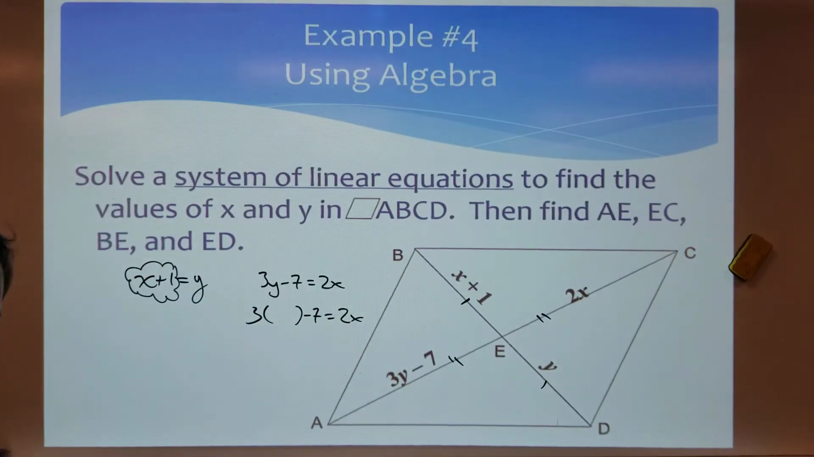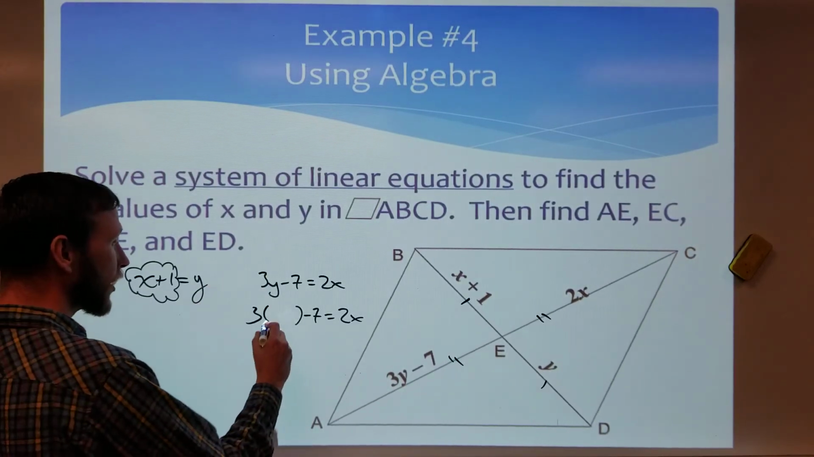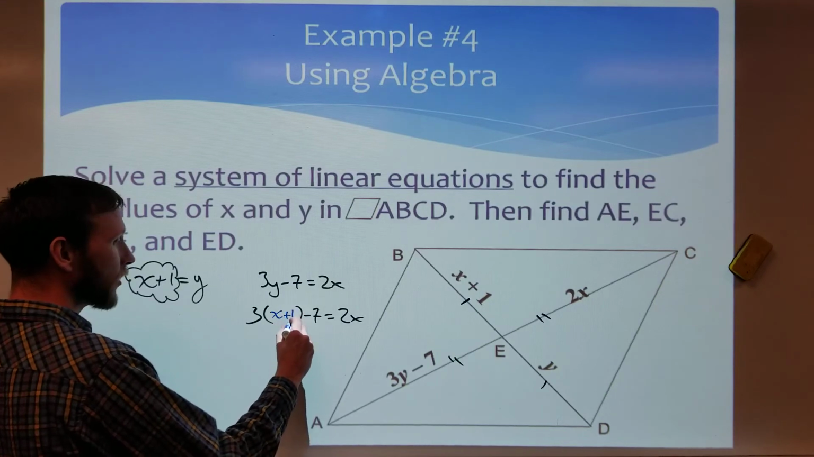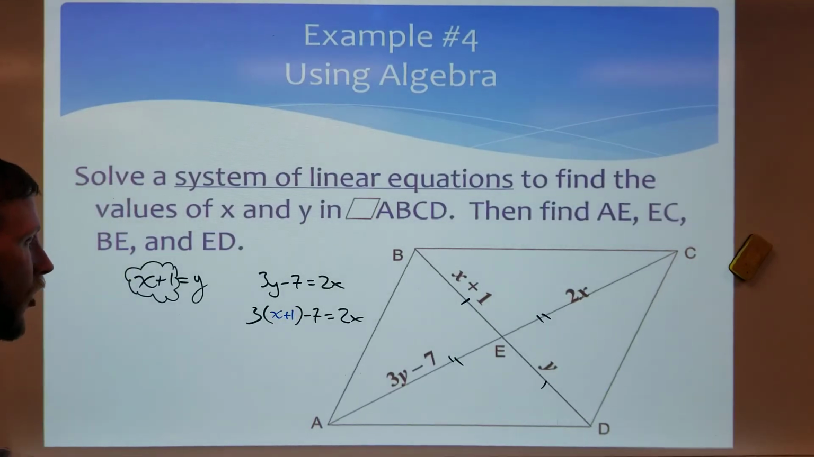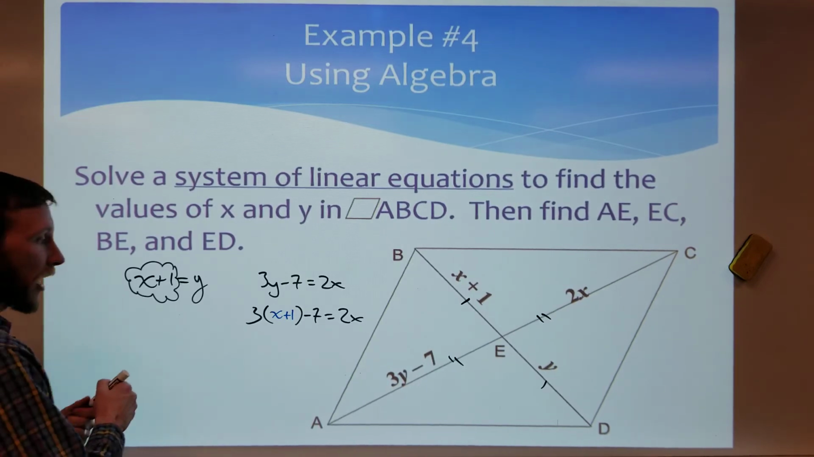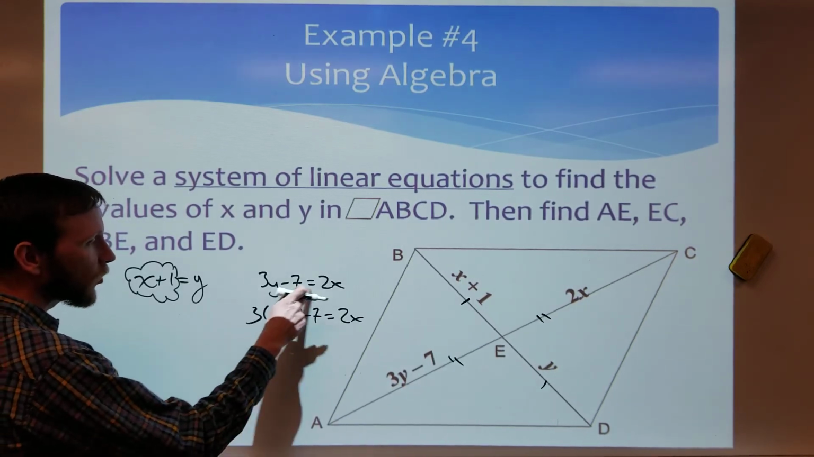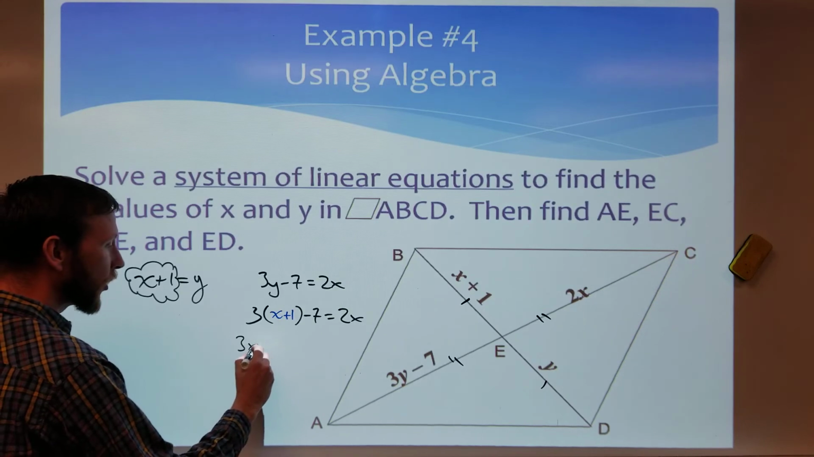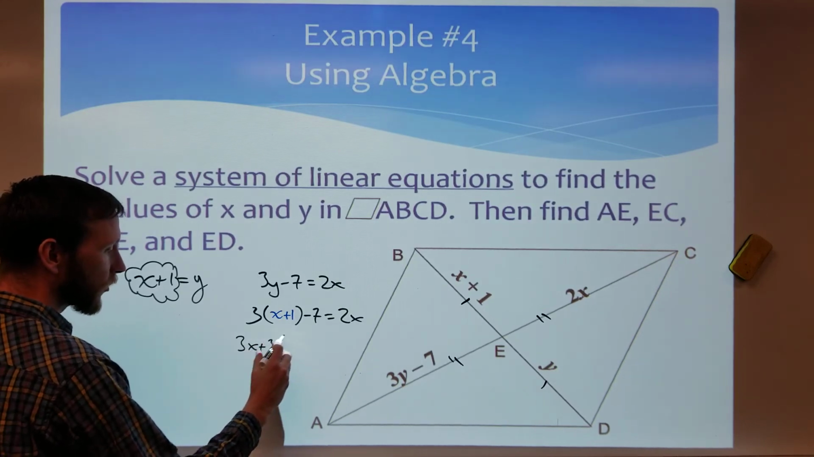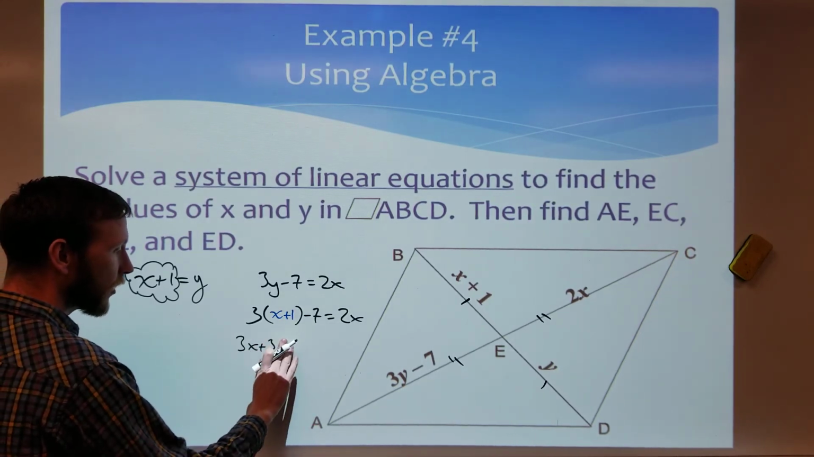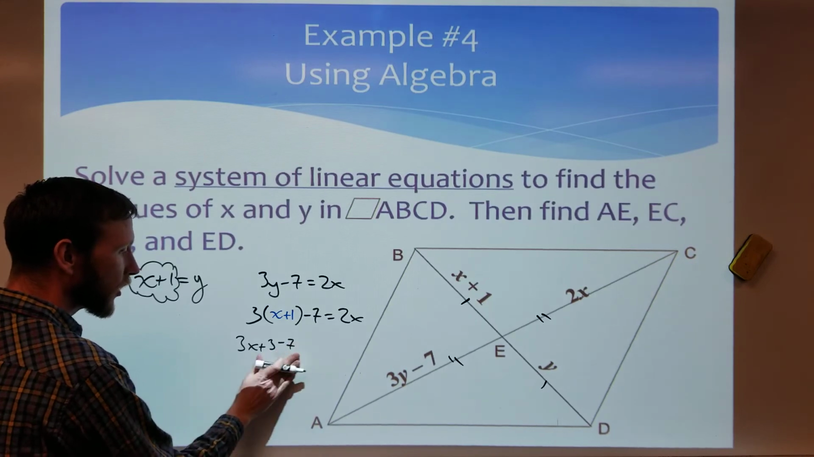But in place of the y, I'm not going to put the number 6 or 7 or 5 or 12 or whatever it is. I'm going to put the expression x plus 1. All right? This is what y equals. Y is equal to x plus 1. So really, when I say 3y minus 7, I mean 3 times (x plus 1), or 3x plus 3, minus 7, is going to equal our 2x.